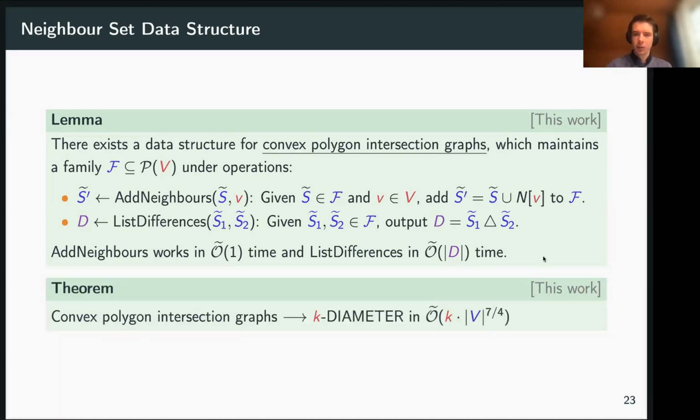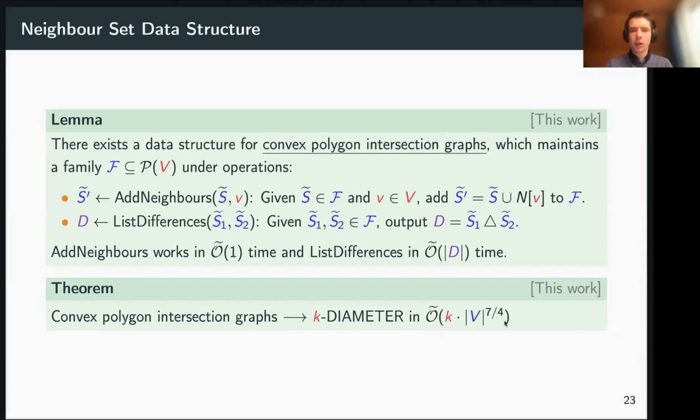And now we'll show that if we have such a data structure and the graph has bounded VC dimension, then we can actually compute diameter in subquadratic time without dependence on edge count. So in particular, for convex polygon intersection graphs or for unit squares, for constant diameter k, we have v to the power 7/4, where this comes exactly from the VC dimension 4.